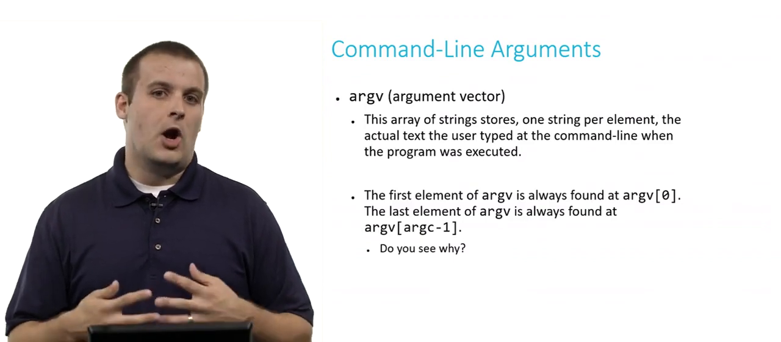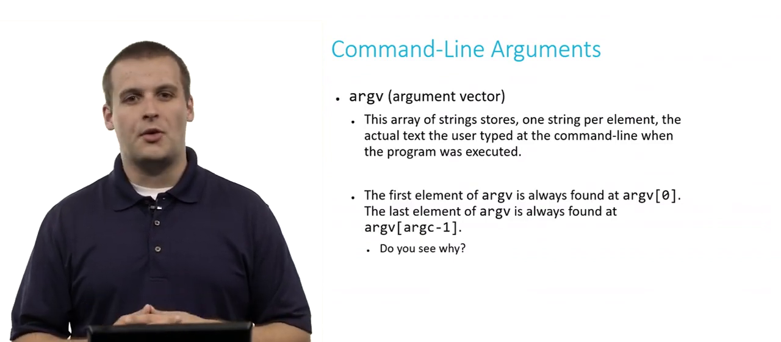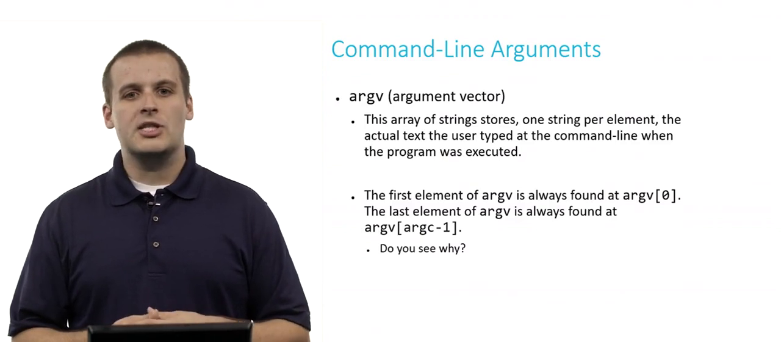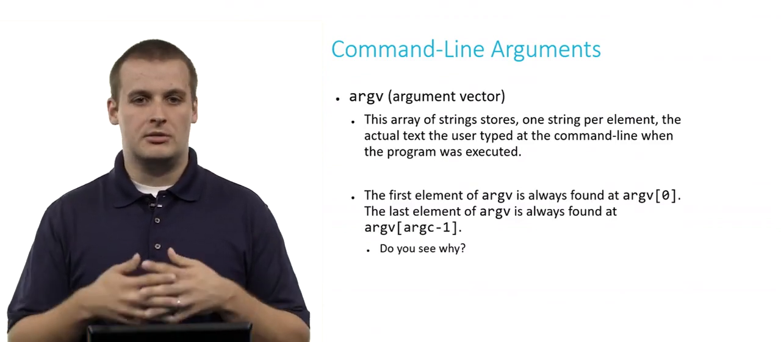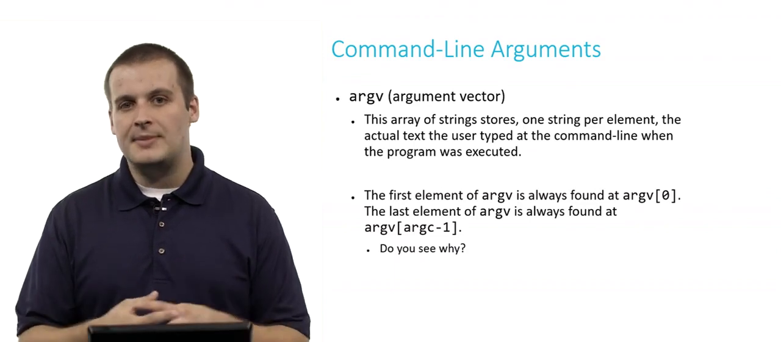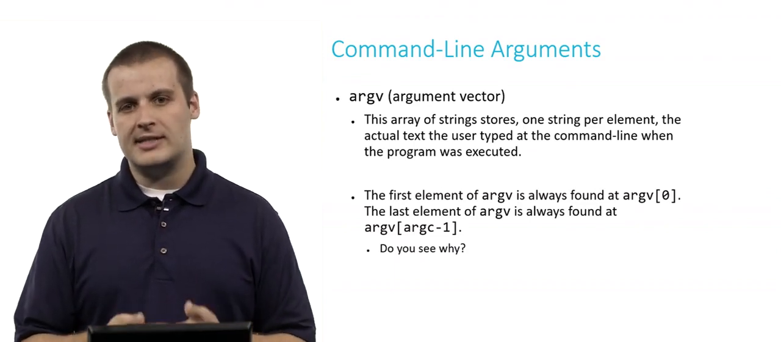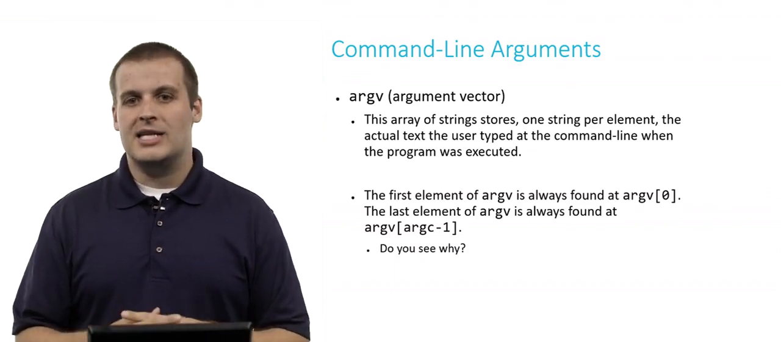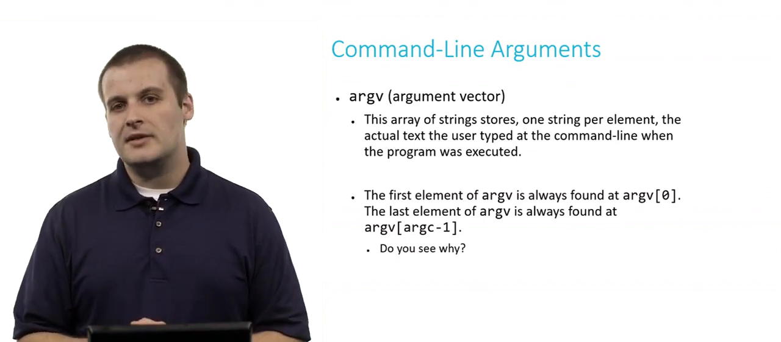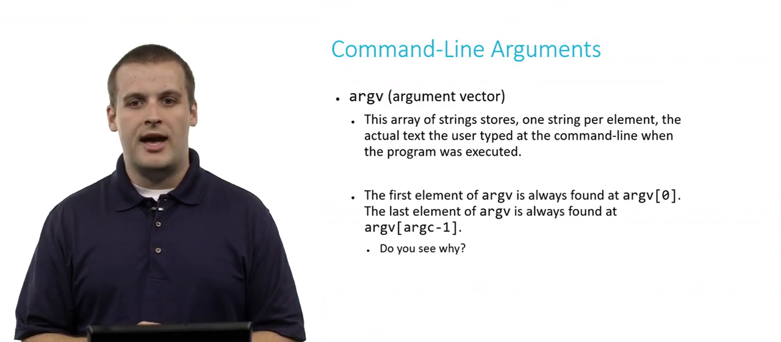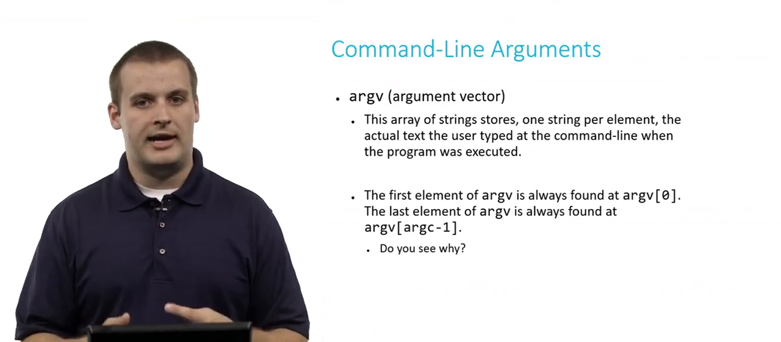argv is the argument vector. Vector, by the way, is just another word for an array. And this is an array that stores strings, one string per element, which is the strings that the user actually typed at the command line when the program was executed. Now, as is the case with any array, if you recall from our discussion of arrays, the first element of argv is always going to be found at argv[0].